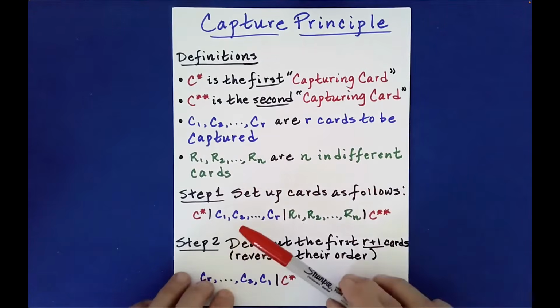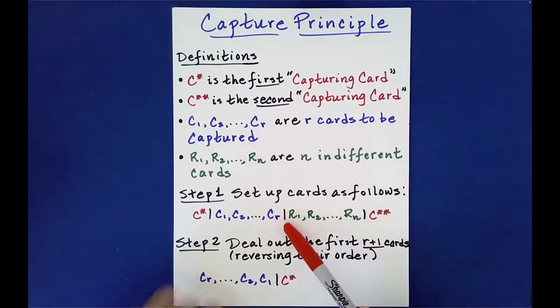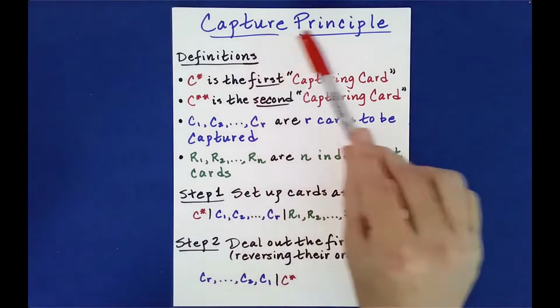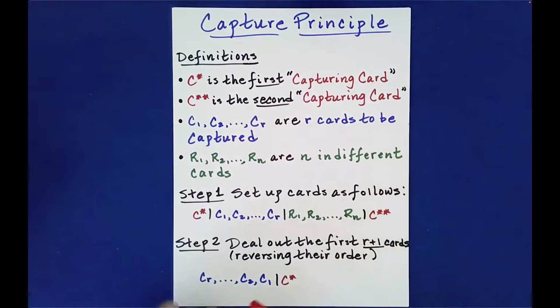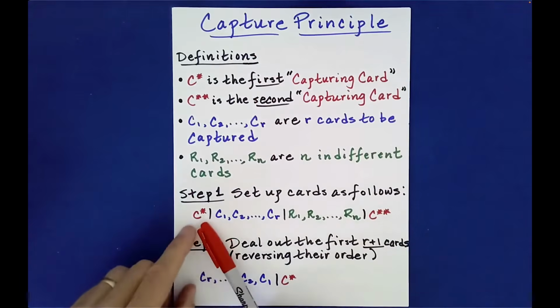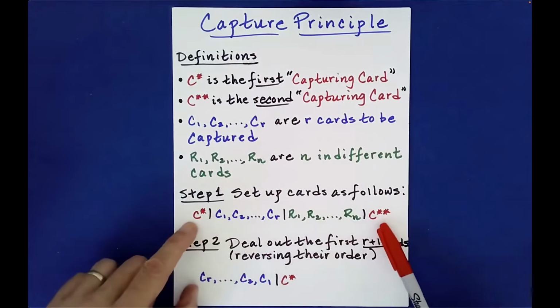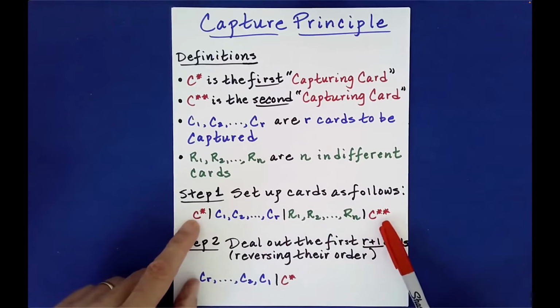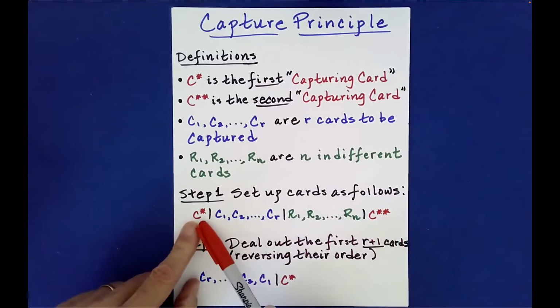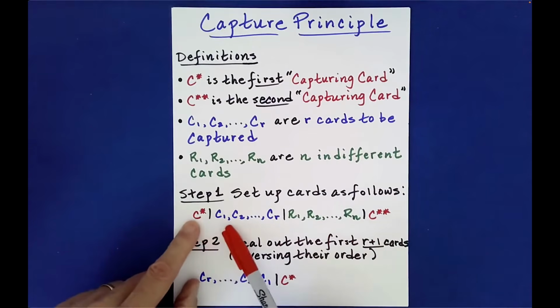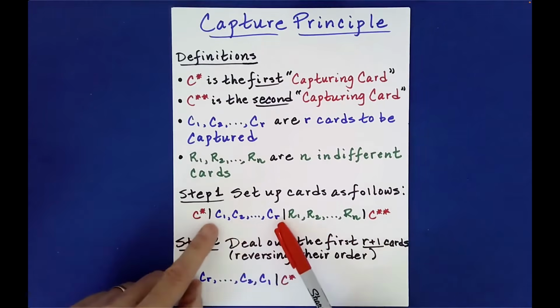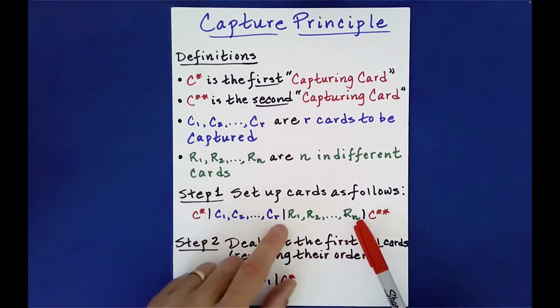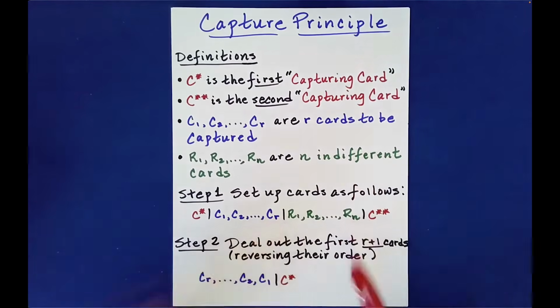So how the packet needs to be set up for this capture principle to work is you have to have your 2 capturing cards on either end, top and bottom. Immediately below the top capturing card needs to be the set of cards that you're going to capture in the end, and then you'll have some number of filler, indifferent cards after that.